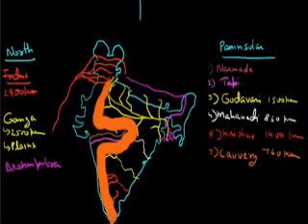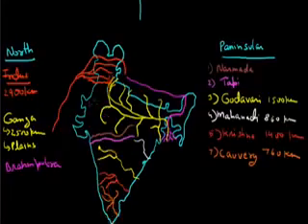The rivers which are to the east of this line flow towards the east and drain in the Bay of Bengal, and the rivers which are to the west of the great dividing line go towards the west and then drain in the Arabian Sea. So this great dividing line divides the rivers of India into east and west rivers. These are the rivers which drain in the sea.